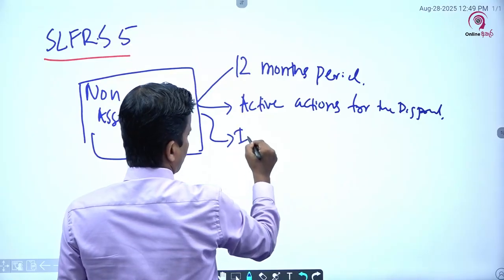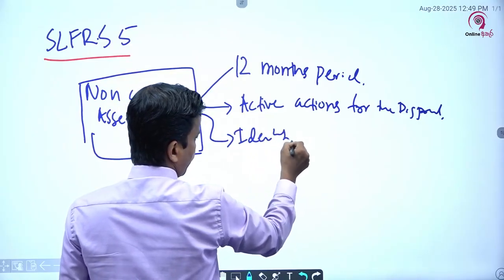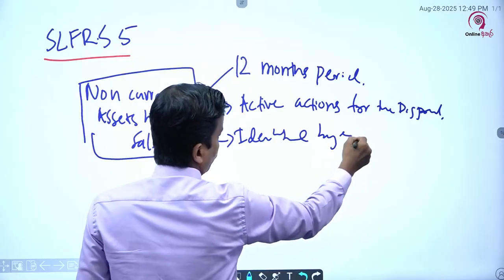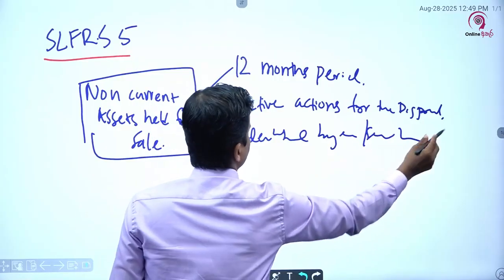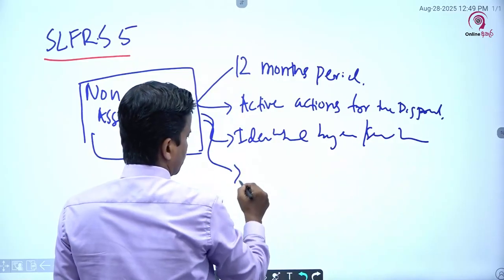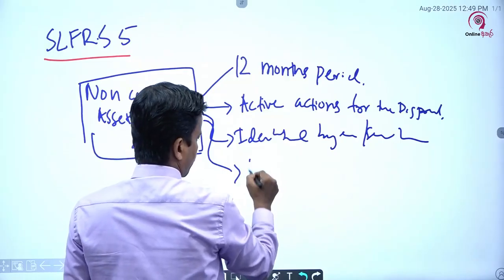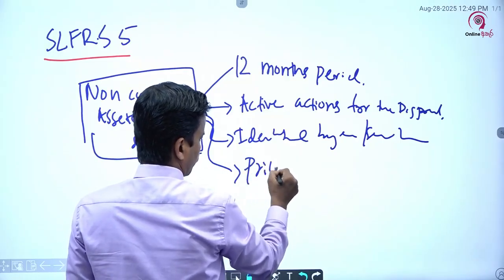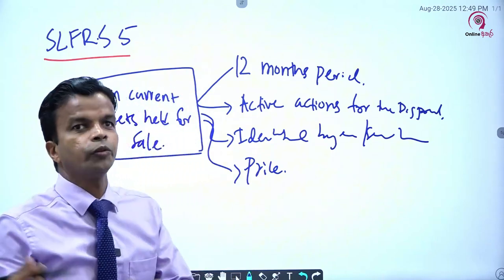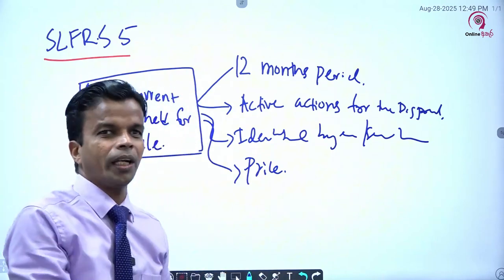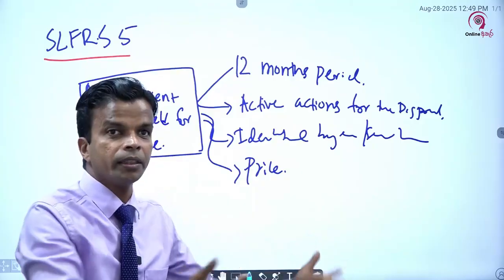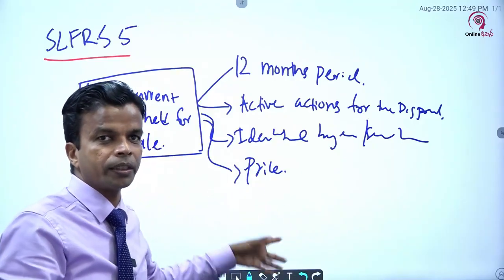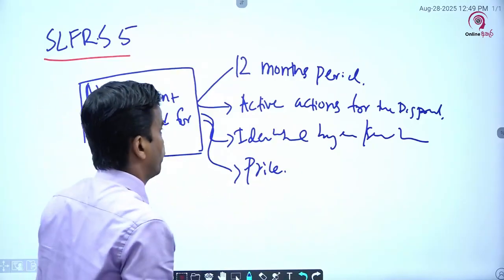There must be an identified buyer or a process of selection of buyers, and there must be an understanding about the price, right? If you don't have a price, meaning you can't measure it reliably, you can't record it. Like cost can be measured reliably, the same thing applies. Fair value should be established reliably, right?